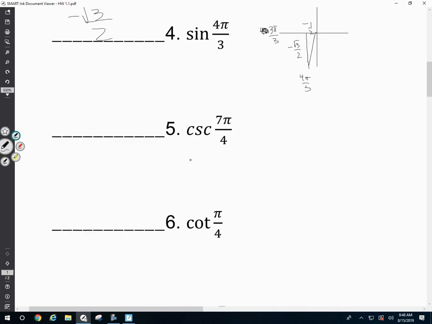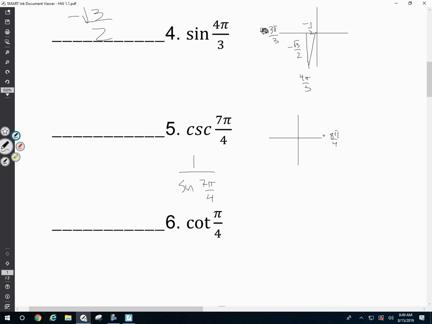Cosecant, first thing we got to remember is that cosecant is the reciprocal of sine. So I'm going to find the sine of 7 pi over 4 and then just flip it. We'll put it under 1. I got to find 7 pi over 4. I know where 8 pi over 4 is. 8 pi over 4 is right here.